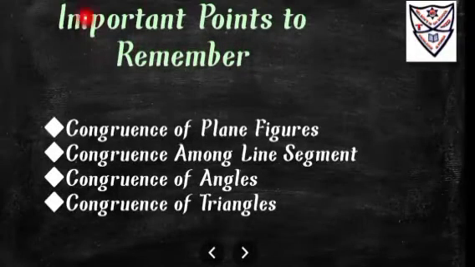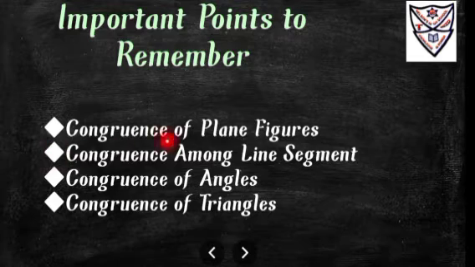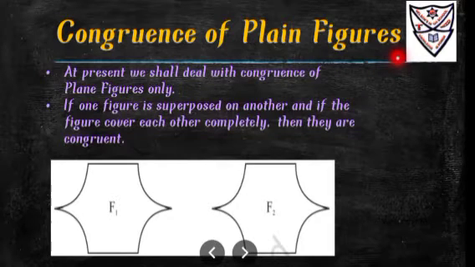Now we will see some important points to remember in this chapter. What are they? Congruence of plane figures, congruence among line segments, congruence of angles, congruence of triangles. Now we will discuss these points. First we will go through congruence of plane figures. What is the congruence of plane figures? Right now we will discuss the congruence of plane figures only.